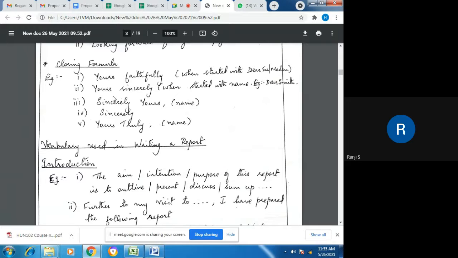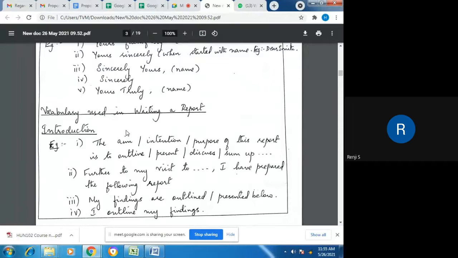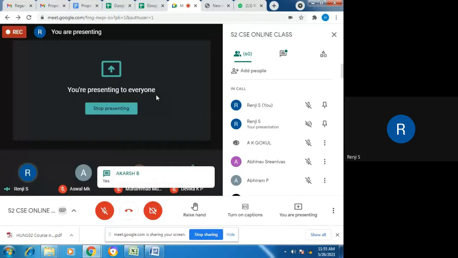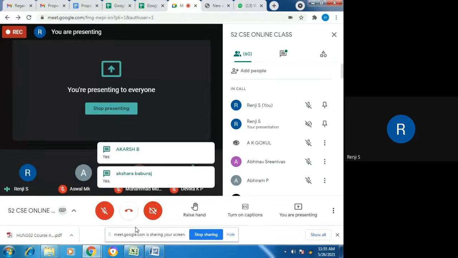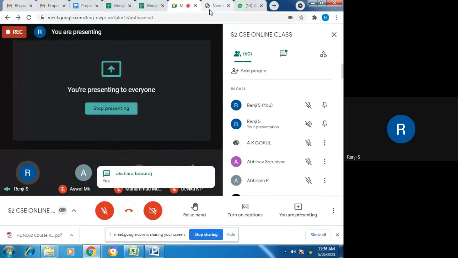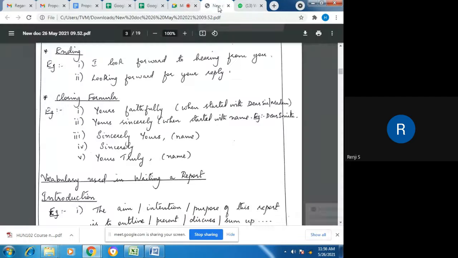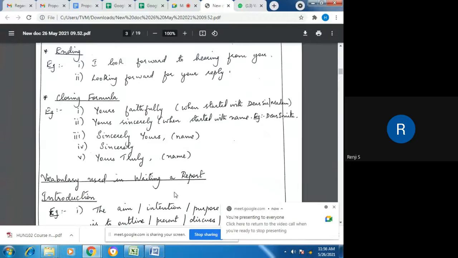It is yours faithfully, yours sincerely, or you can write sincerely yours, or you can just write sincerely followed by your name, and yours truly. These are some of the important closing formulas. Okay. Is it clear to you? Hello? Okay. So learn some of these closing texts by heart, so that whenever you need to write a letter, you can just apply these sentences.